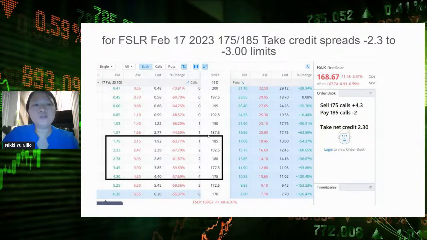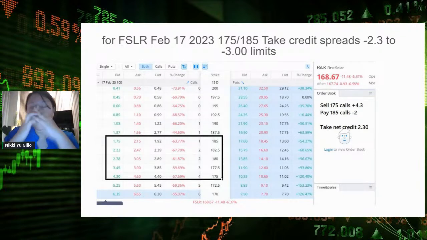For First Solar, Feb 17, for 15 days expiry, we can take credit spreads, because currently the shorter-dated expiry normally doesn't have huge credit spreads, guys. But these days, you may be able to get some nice credit spreads still. You can still see that selling the 175 calls is still receiving $430, whereas if you buy the 185 calls, you're going to just pay 215. So you're technically still receiving about $2.15, so you can collect $230 on a $10 spread.